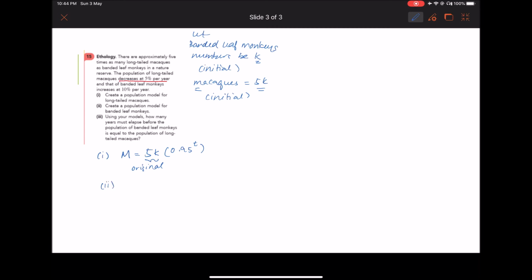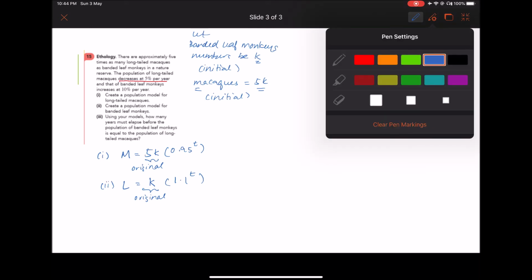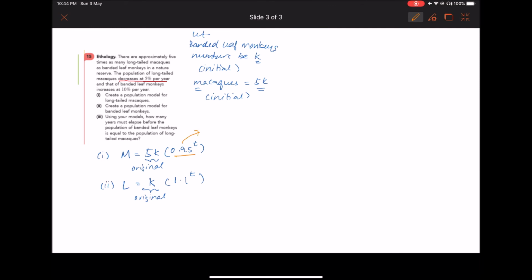Now, what about for the long banded leaf monkeys? We were going to just use L for banded leaf, so L for leaf. The original number is actually K, so this is the original population. This one is a bit different because it increases by 10%, so that's how you have 1.1 T. In case you're wondering how I actually get 0.95 and 1.1, it's very simple. 95%, change to decimal. That's how you have it. For this one here, 1.1 is because it's 110%. So that's how you get 1.1.